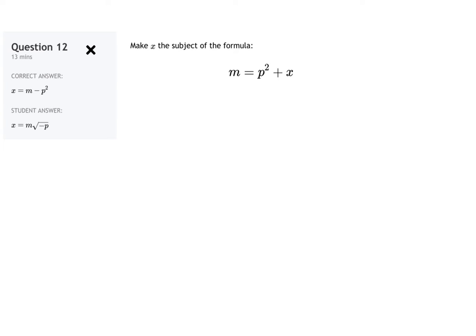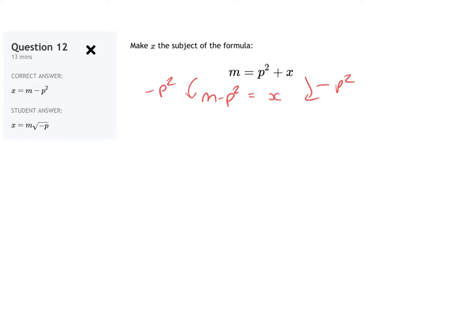So in this question, we have the formula m equals p squared plus x. We are trying to isolate x. And all we need to do here is to actually subtract the p squared term. By subtracting that from both sides, we will have x left on its own. So if I subtract p squared from the left-hand side and do the same on the right-hand side, the left becomes m minus p squared and the right becomes x, and we have already then isolated x, so that is the end of the question.